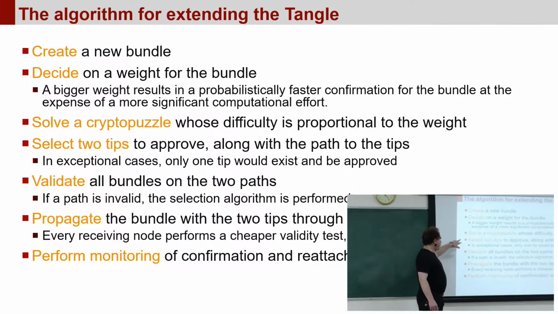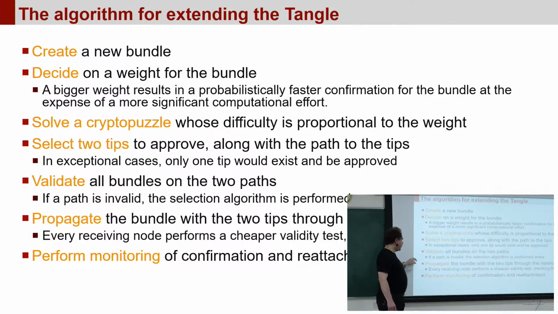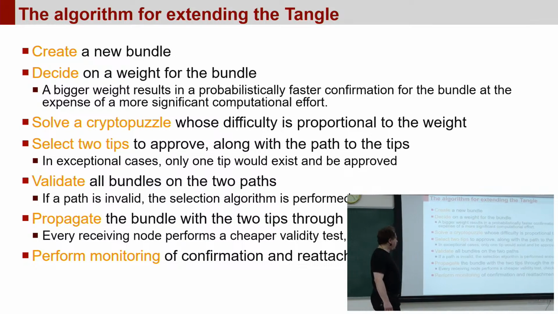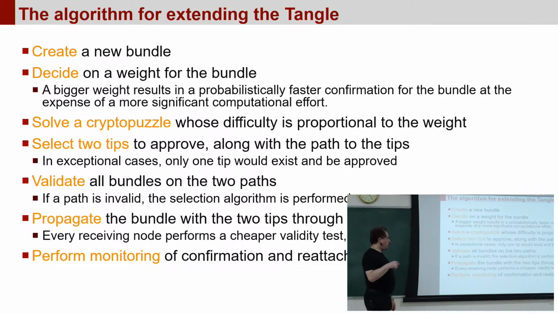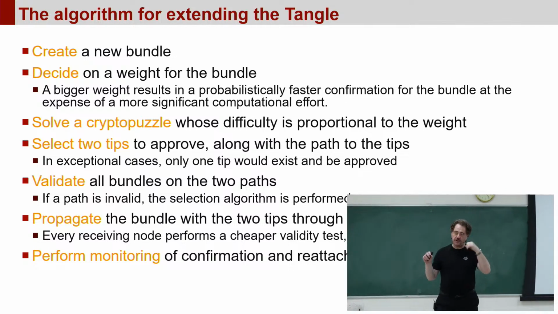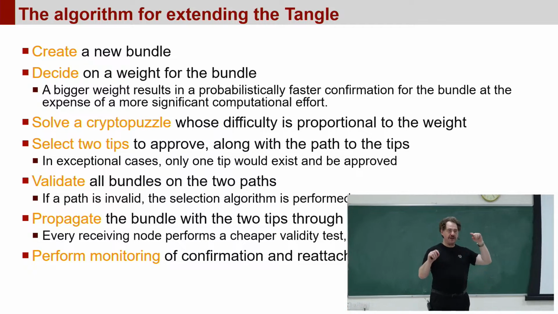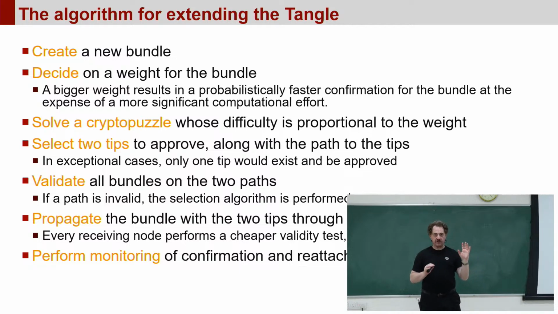Okay, suppose the issuer has selected two tips. The next step would be to validate all transactions on the two paths. It's not only selecting the tip itself. The issuer also needs to select a path from the Genesis transaction to that particular tip. So the issuer has two paths. And now it needs to verify the correctness of all transactions on the two paths.